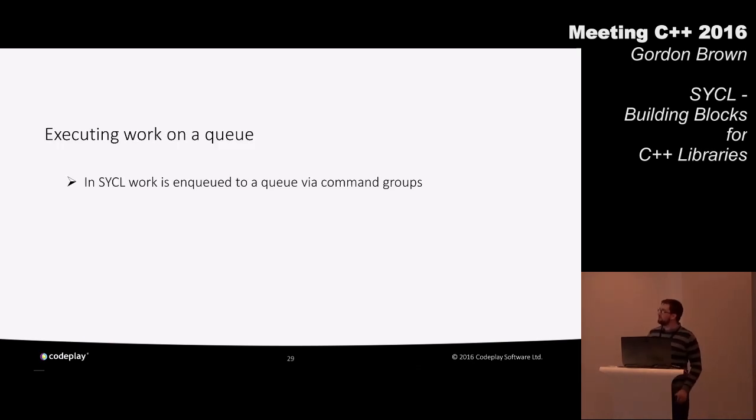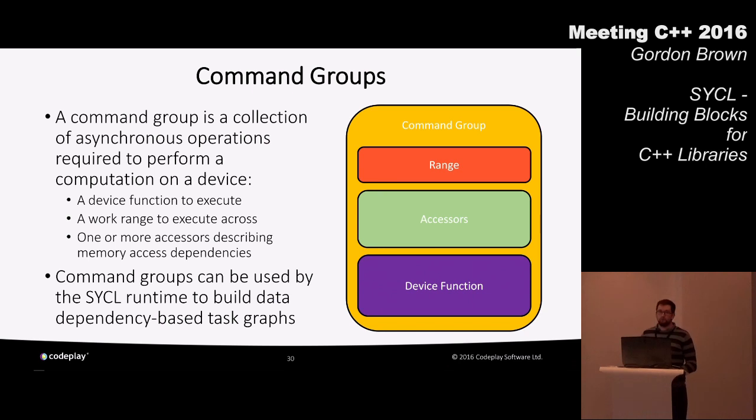So the next thing to do, you need to enqueue work on this queue. You do this using command groups. A command group is essentially a collection of asynchronous operations that are required in order to perform a computation on a device. It contains three things: a device function, a range of execution you want to execute across, and a number of accessors. And accessors define your memory access dependencies.